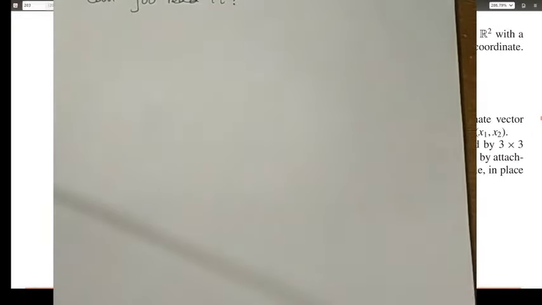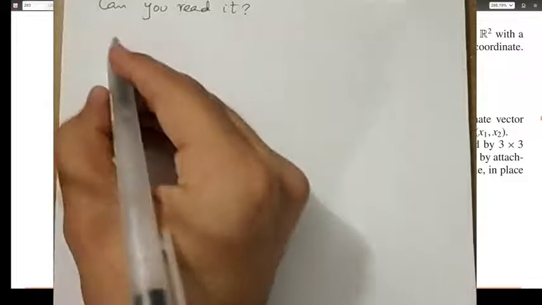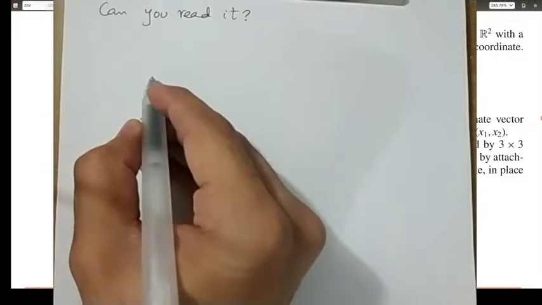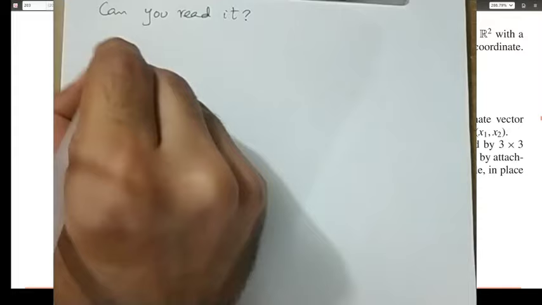Awesome. Okay, so just a little recap. We were discussing linear transformations. The idea in the previous video was as follows.